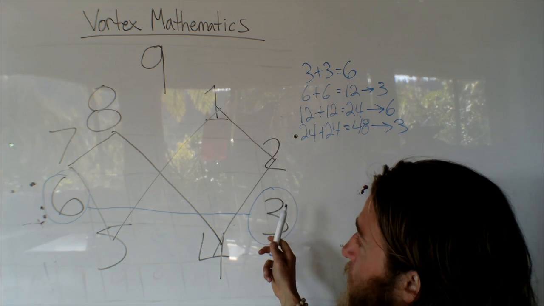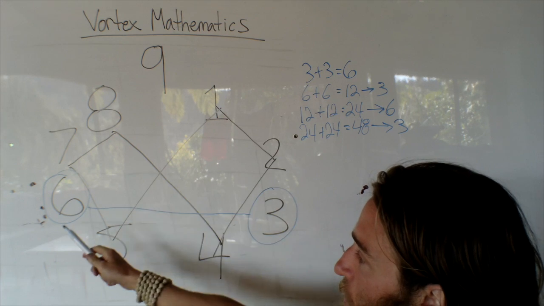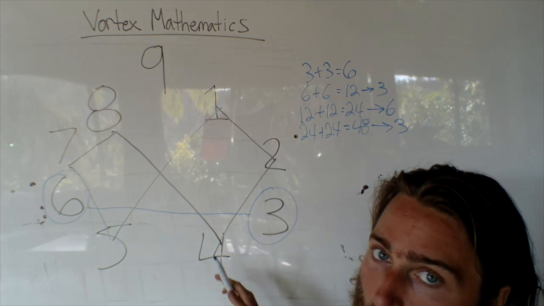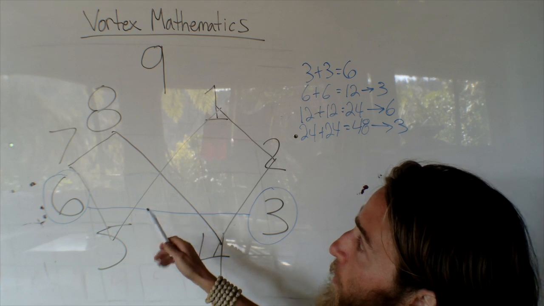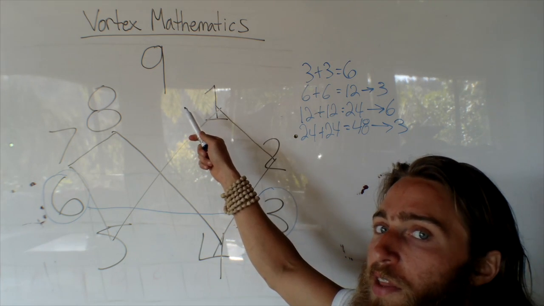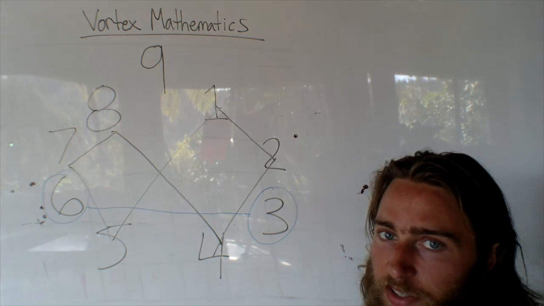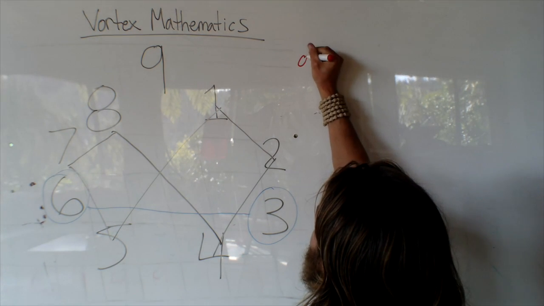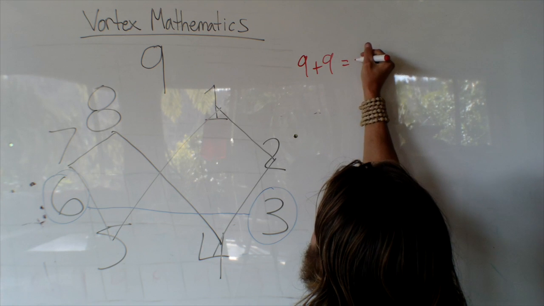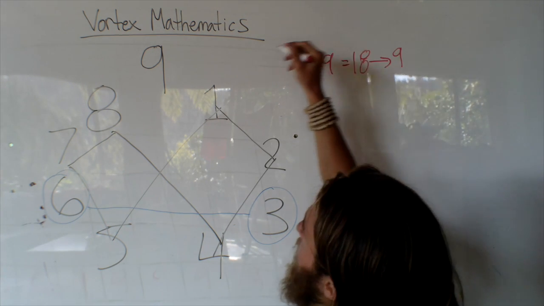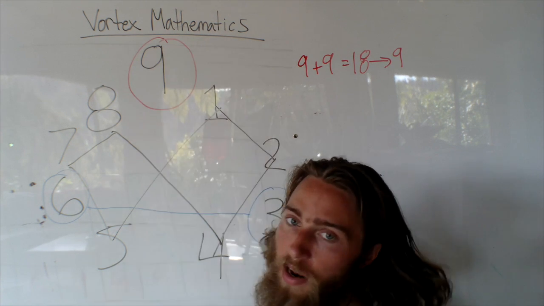You guys see the pattern here? 6, 3, 6, 3. It goes back and forth. It's beyond the 1, 2, 4, 8, 7, 5. But where's the 9? The 9 is beyond all of these patterns. So let's do the exercise with 9. 9 plus 9 equals 18. 1 plus 8, 9. 9 equals 9.